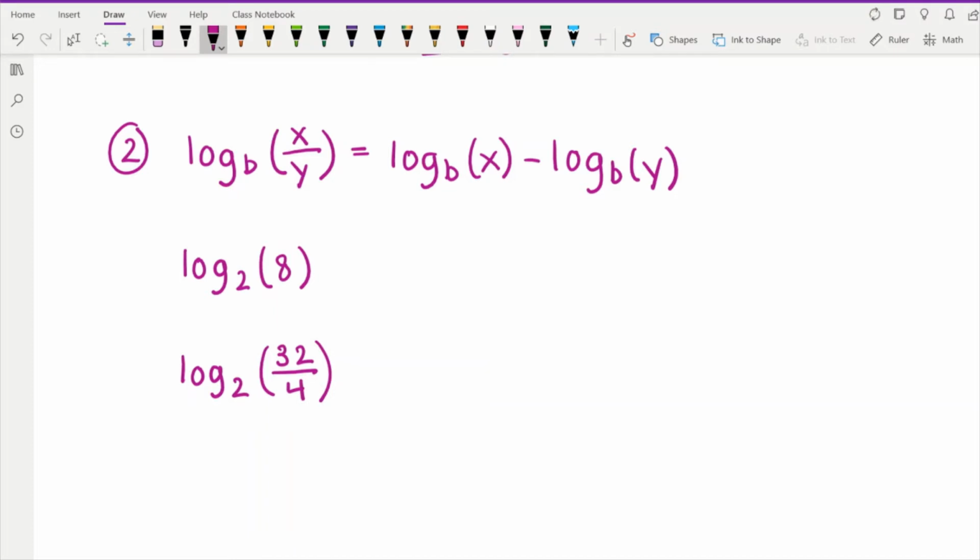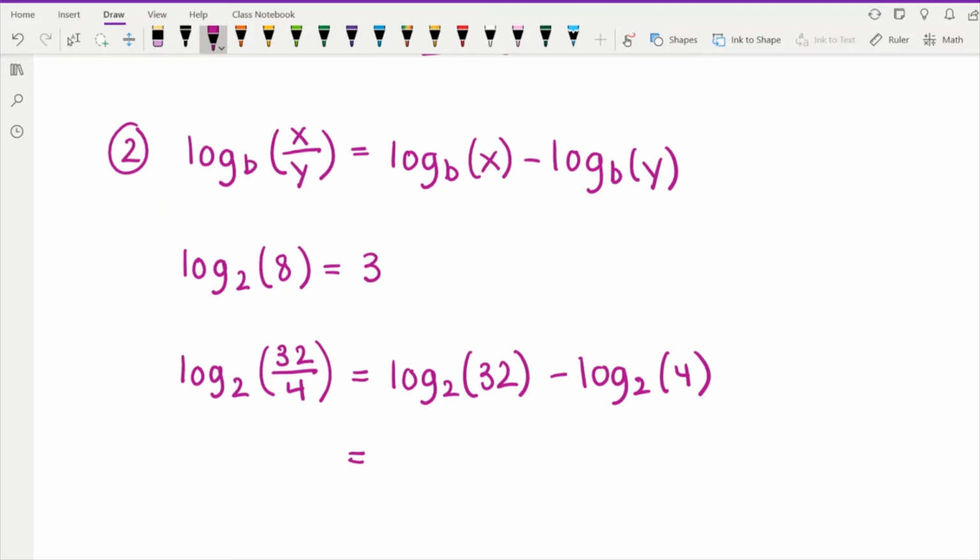Okay, so what is log base 2 of 8? Well, we know that that is equal to 3, right? Because 2 to the third is equal to 8. And so let's see what happens if we try to use the logarithm rule. So we would get log base 2 of 32 minus log base 2 of 4. And so what is log base 2 of 32? Well, we just talked about this one, right? It was 5. And what is log base 2 of 4? Well, that's 2. And 5 minus 2 is equal to 3, which matches with what we know the answer is supposed to be. So we can see that, at least with this example, it works.